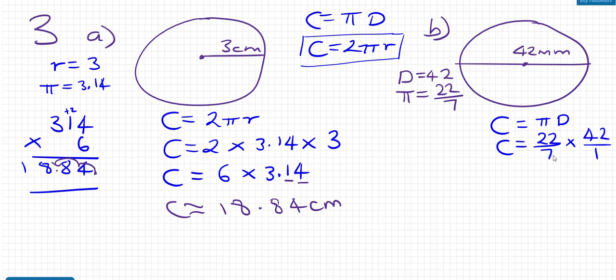So I can see if I divide 7 by 7, I get a 1. 42 divided by 7 is 6. So I'm left with 22 times 6, because the 1's become invisible. Now 22 times 6, you can calculate with an algorithm, or it's 132. Don't forget our units, millimeters. And I'll just change that to approximately, because we know our final answer, we have approximated pi by using 22 over 7.